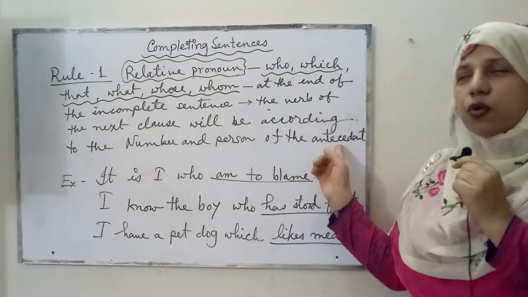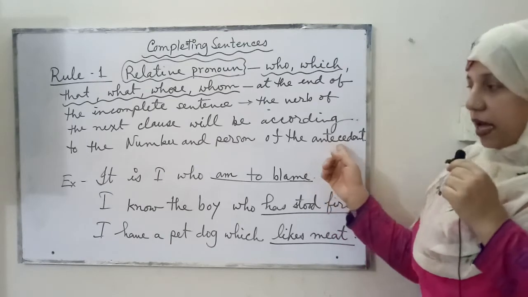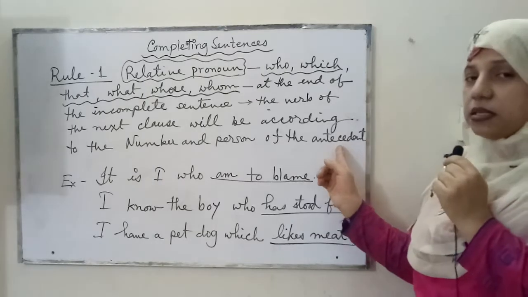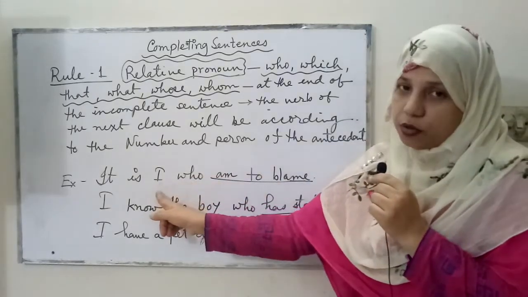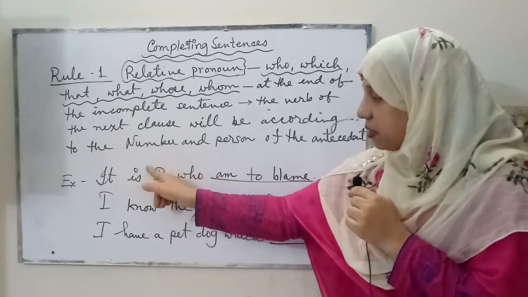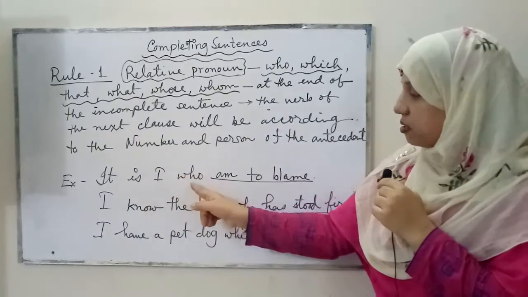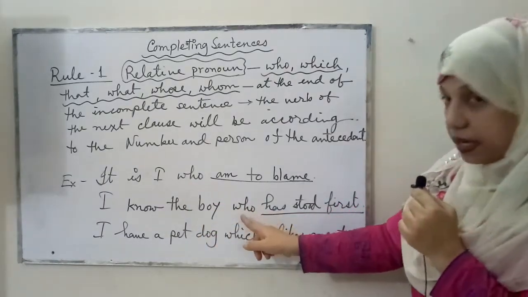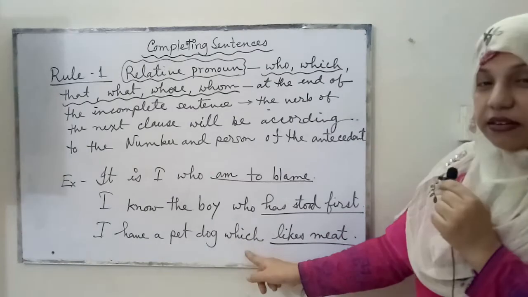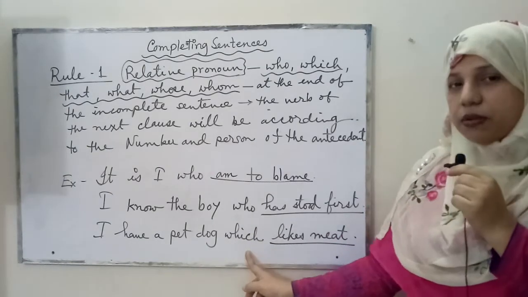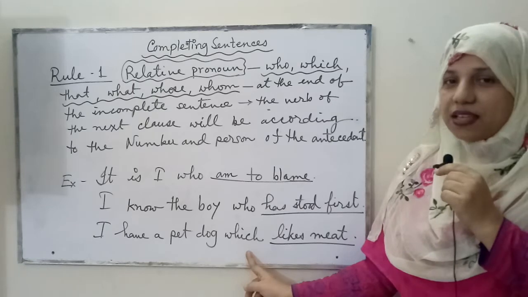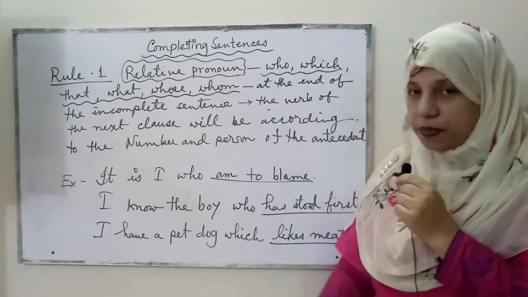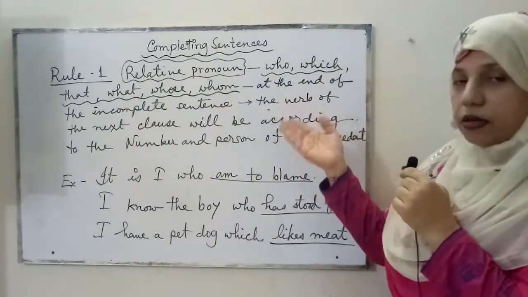Now, do we know which is an antecedent? Actually, antecedent is a noun or pronoun which takes its place just before the relative pronoun. Here, I is the antecedent. It has taken its place just before the relative pronoun who. In the next sentence, you see it's again who, and in the third sentence, there is which. And here, can you tell me which is the antecedent? Yes, you're right. Here, the antecedent is a pet duck. Okay, now let's see how to complete the sentences.